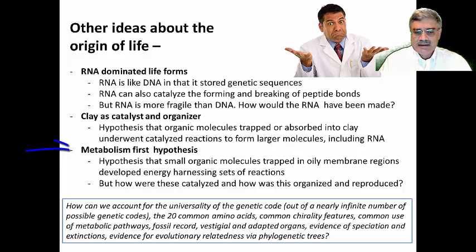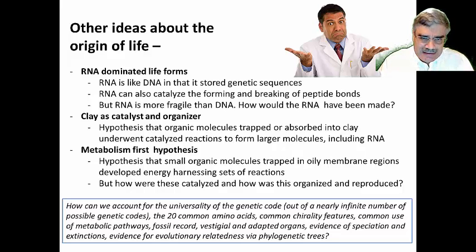There's also the idea that metabolism, metabolic reactions, sort of came first, and then enzymes evolved to speed up these reactions, and then the blueprints, the genetic information, were added later. So this hypothesis is that small organic molecules, again becoming trapped, perhaps in oily membrane regions, developed energy harnessing sets of reactions, and that these somehow became catalyzed to be fast enough, and then became organized and were able to reproduce in some way.